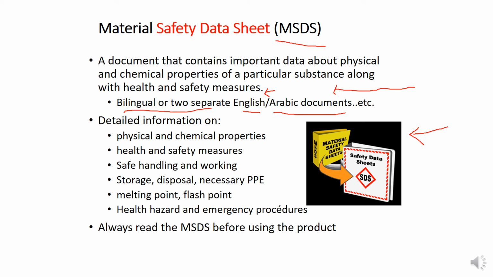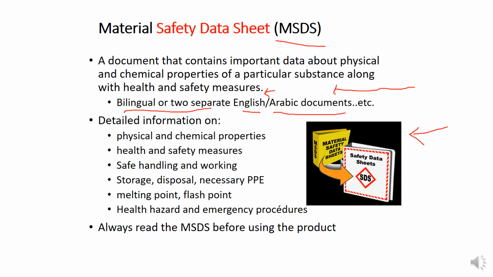Similarly, if you are going to buy a car, of course they have a manual, and if you buy a phone and open the box, you can see there's a manual. That's similar to an MSDS that contains the whole information. Particularly for chemicals, we use a material safety data sheet.